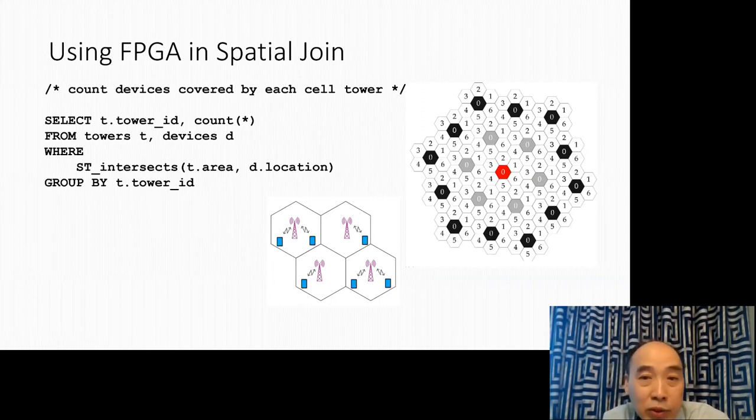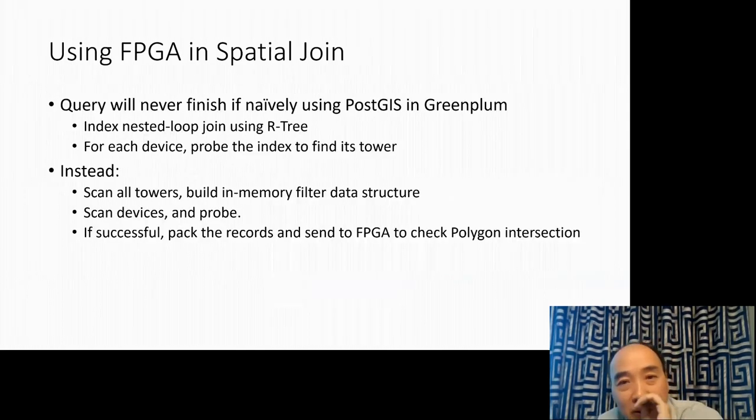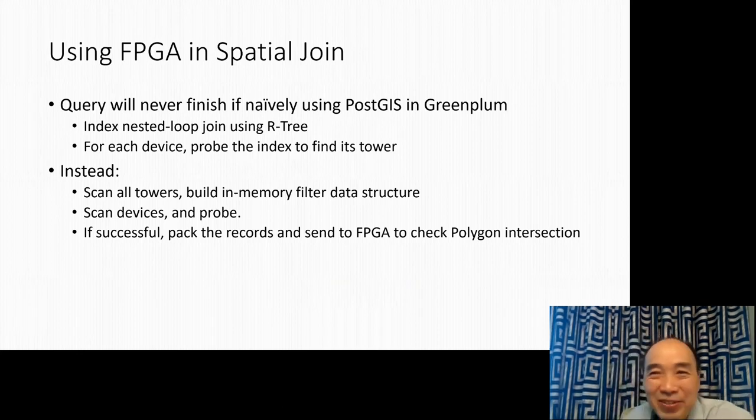We tried to do this in Greenplum, and it never finished, right? We used PostGIS, which has an R-tree, and now you have to do a nested loop join using an R-tree. Whenever you see a nested loop join in Greenplum, it never finishes. Hash join is the only thing that really works.